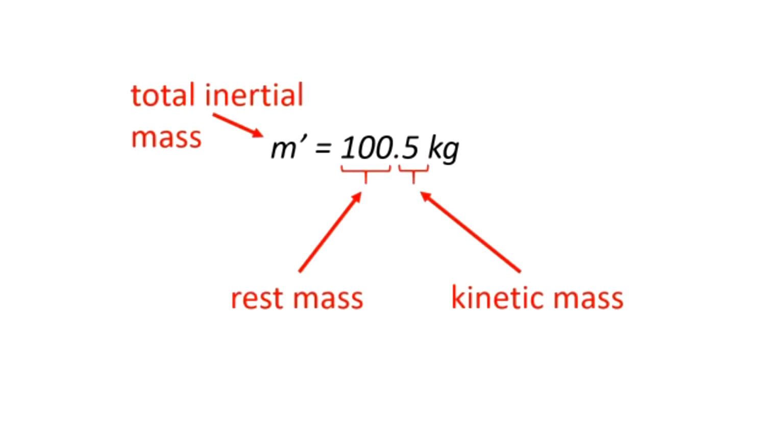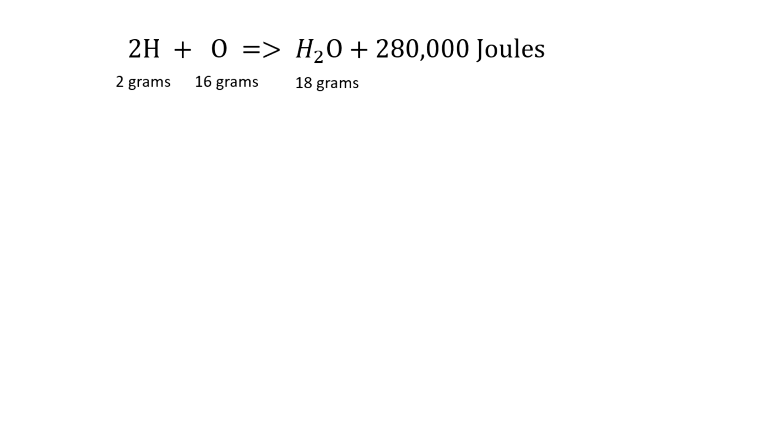Now let's look at how we get energy. Let's consider, for instance, what happens when we combine hydrogen molecules with oxygen molecules. From chemistry, we know that this will produce water, but this is not all. When we combine 2 moles of hydrogen with a mole of oxygen, we get a mole of water plus 280,000 joules of energy. But what is the form of this energy?